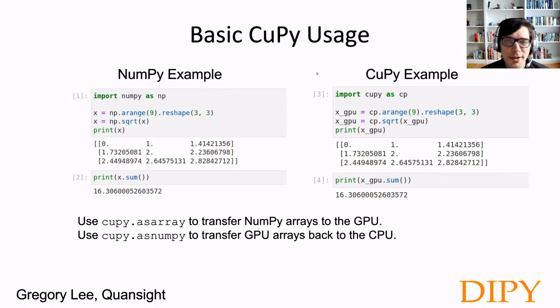So basic CuPy usage, as I mentioned before, looks basically exactly like NumPy, except you change from NumPy to CuPy for your imports, and when you call cupy.arange, you make a range of numbers in an array on the GPU, and you can do reshape, you can call square root and other functions just like you would in NumPy, the only real difference being that things are on the GPU. There are particular functions that will transfer a NumPy array to the GPU, or transfer a GPU array back to the CPU, so it becomes a NumPy array again.